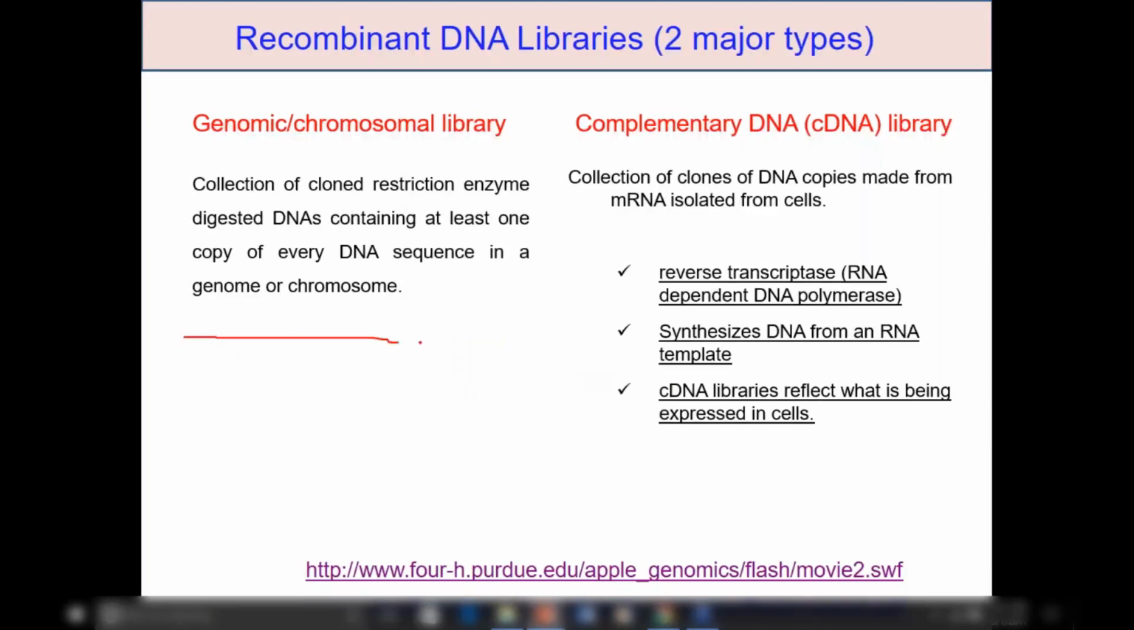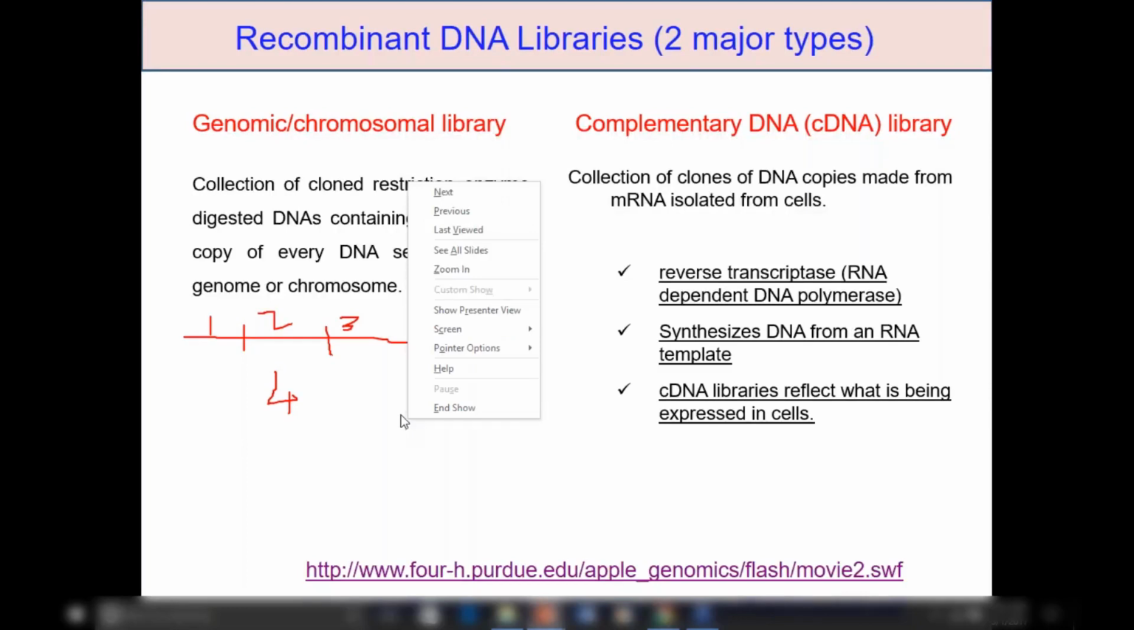If this is the DNA, and I cut it into 4 pieces, how many plasmids do I need? 4. So if I insert them into 4 plasmids, I will create a complete copy of this sequence, right? Understood?